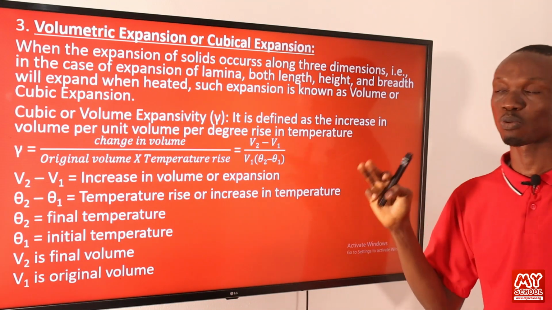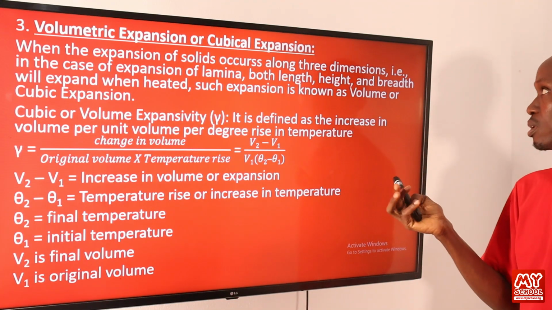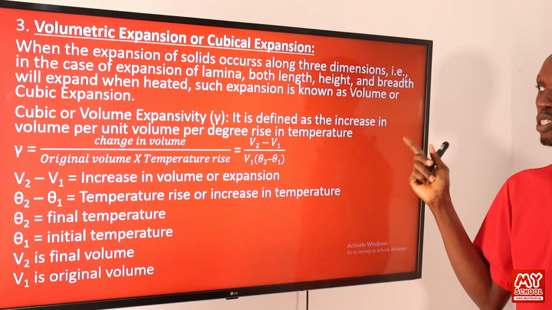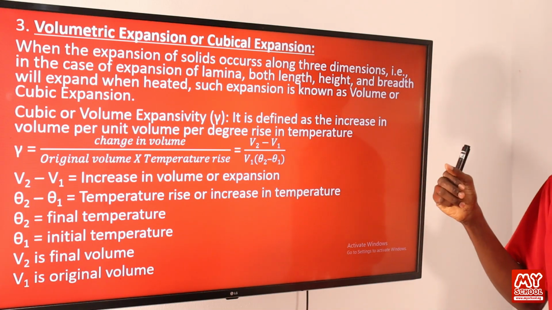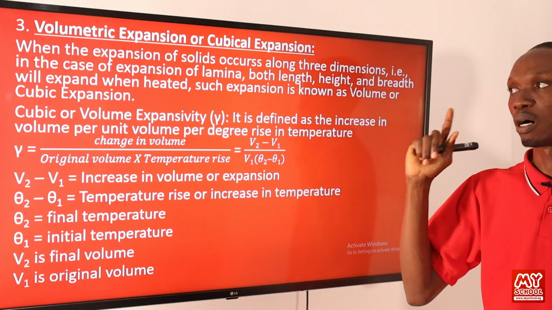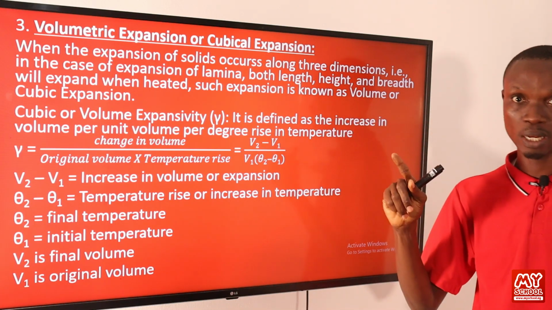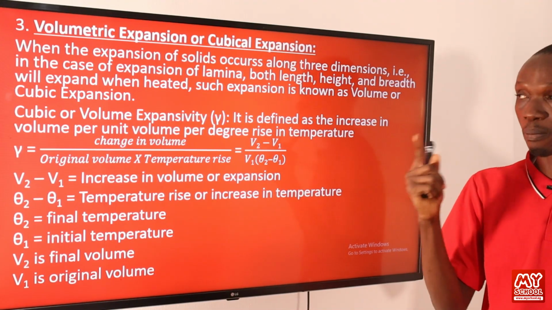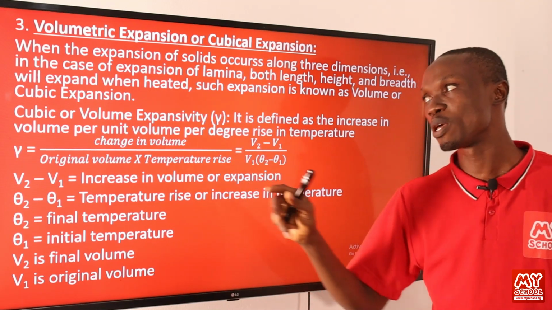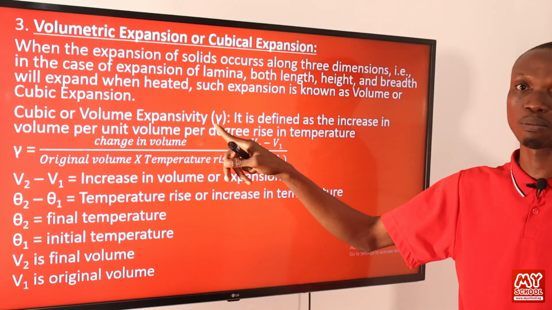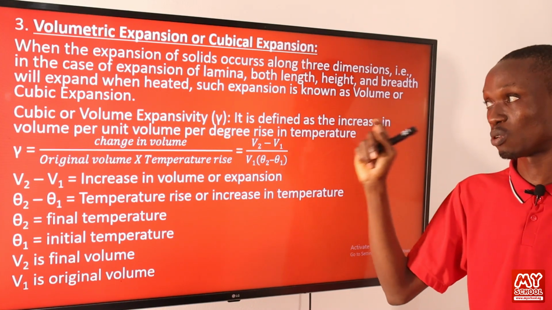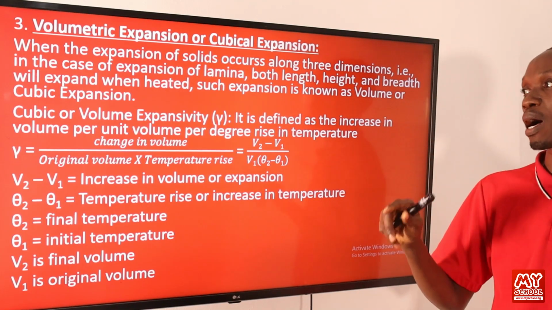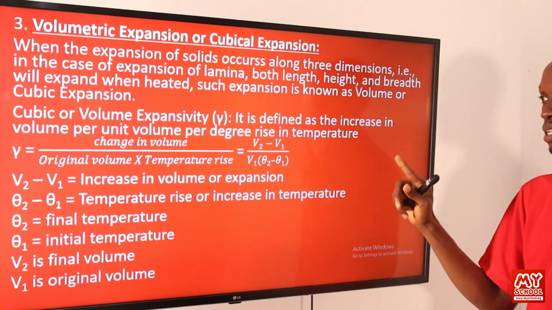When the expansion of solids occurs along 3 dimensions, e.g. in the case of expansion of lamina, both length, height, and breadth will expand when heated. Such expansion is known as volume or cubic expansion. Now, what you must know about lamina: lamina also has thickness, but it is often considered as 2-dimensional, so just take note of that. Cubic or volume expansivity is denoted by gamma, and it is defined as the increase in volume per unit volume per degree rise in temperature.